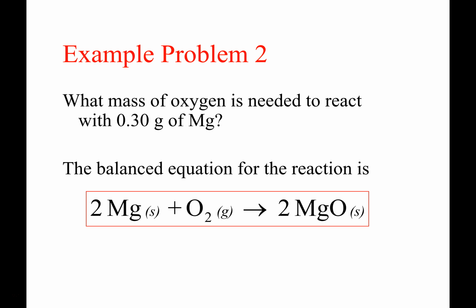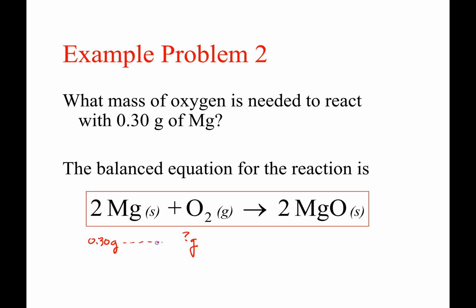We're going to still pick on this reaction with this balanced equation. So let's go ahead and write under the equation what we're after. So it says what mass of oxygen is needed. So under oxygen, I'll put question mark grams, is needed to react with 0.30 grams of magnesium.